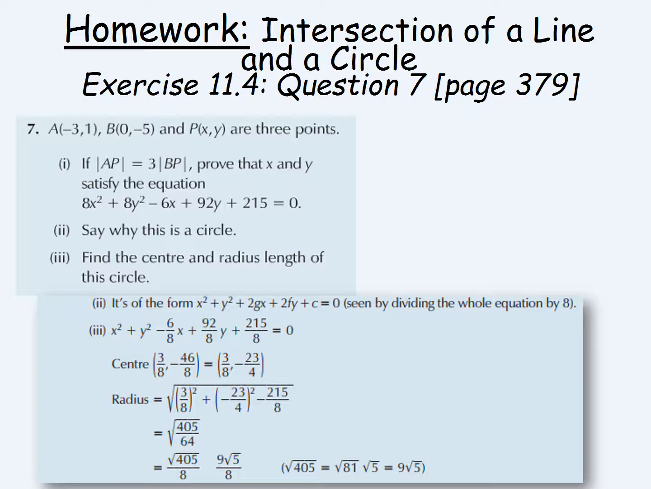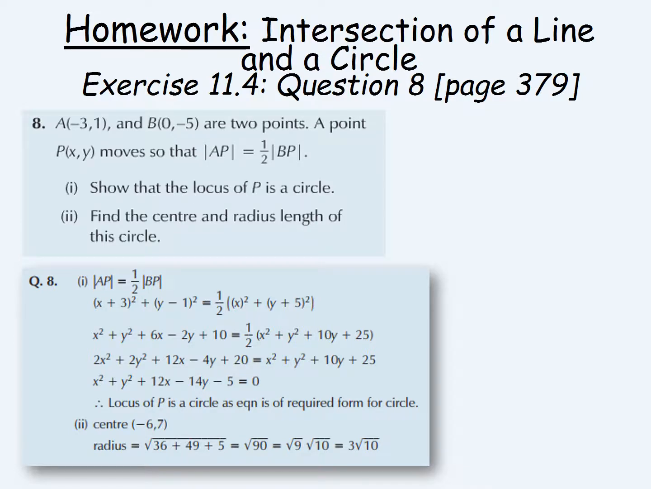So the last part then says find the centre and the radius of this circle. So the first thing we're going to do is divide across by 8 so we can use that formula. So you can see it there. It's x squared plus y squared minus 6 over 8x plus 92 over 8y plus 215 over 8 equals 0. So then we can pull out our centre. And remember the centre is minus g, minus f. So that leaves us 3 over 8 and minus 46 over 8, which can be simplified down to 3 over 8, and the y simplifies to minus 23 over 4. And working with the radius, you get 9 root 5 all over 8. So hopefully that question was okay.